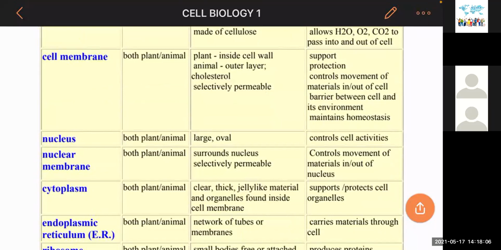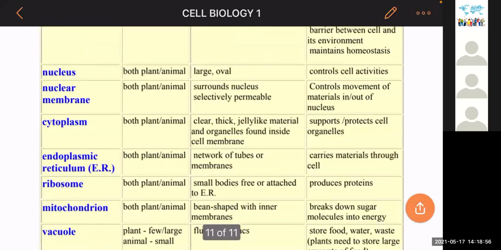The organelles plus the cytosol make up the cytoplasm, because the other part, the aqueous space in the cell where these organelles swim, is called the cytosol. So that plus the organelles makes up the cytoplasm. So, a clear, thick, jelly-like material and organelles found inside the cell membrane. That's a description of the cytoplasm. And its function is that it supports and protects cell organelles, to keep them in the recommended environment with temperatures and all, because this is the environment where all these organelles swim, the cytosol.